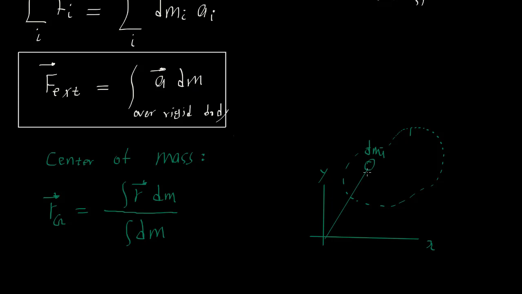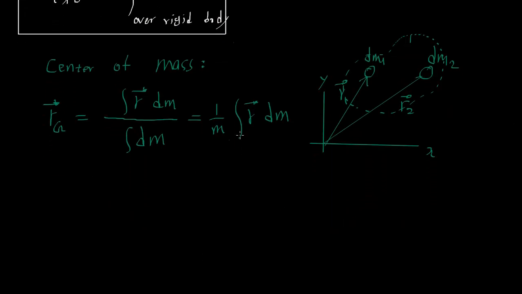So for example, for this particle dm1, we are saying R1 dm1. So this is R1. For another particle dm2, we use this vector R2. So if we do this for all the particles, of course, again it turns out to be an integral, and we are going to have this equation. Okay, so we can also simplify the denominator here. The integral of dm would be just the mass of the rigid body. So this would be 1 over m times the integral of r dm. Okay.